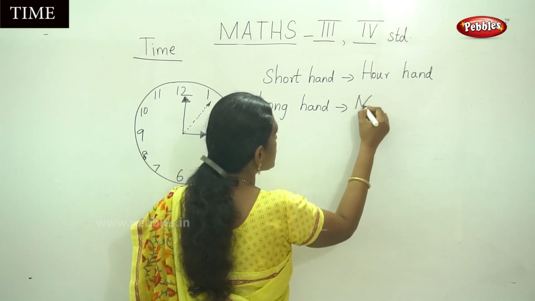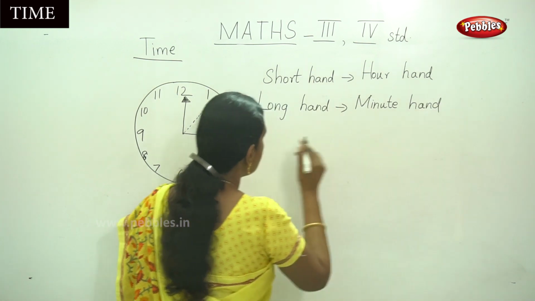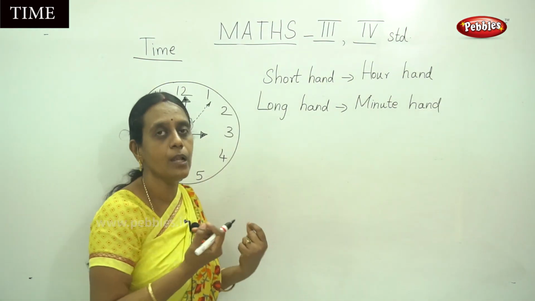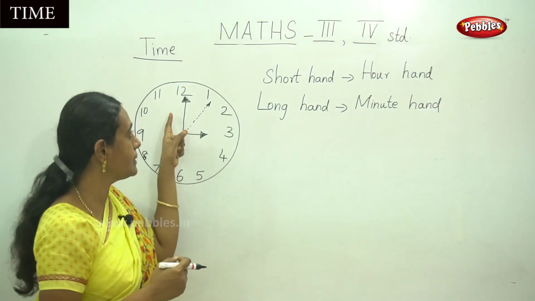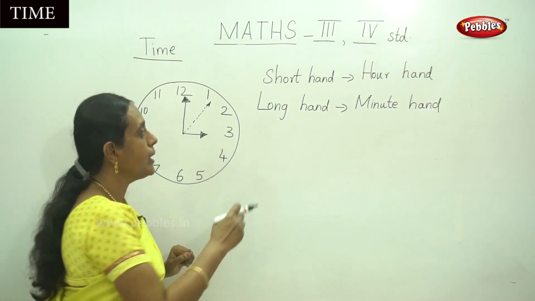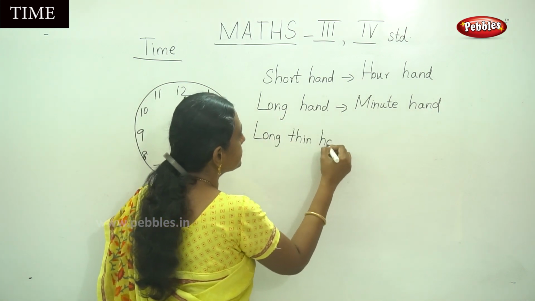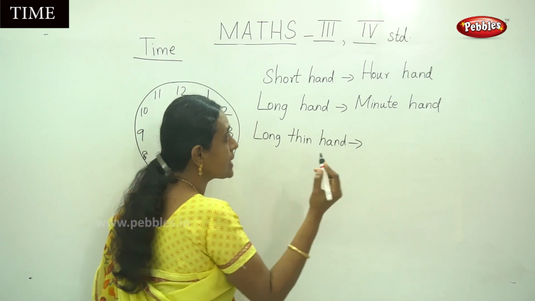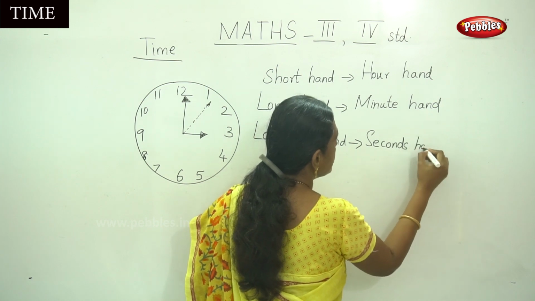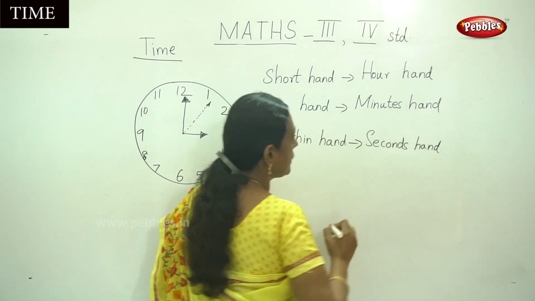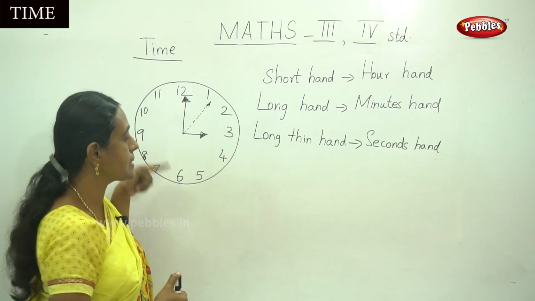It shows minutes, the minute hand. And another, the somewhat thin long hand, is thinner than the normal hour hand. It is also long, but a long thin hand. It shows seconds. The seconds hand, the minutes hand, and the hour hand are the main parts of a clock.